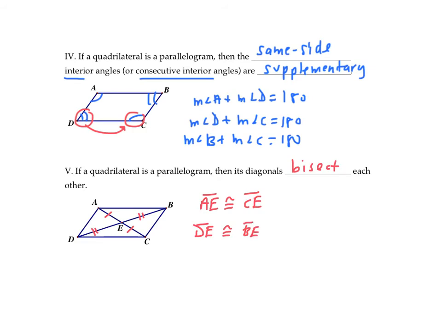Notice that I did not mark all four of those segments congruent. They just bisect each other. It doesn't mean that all four of those smaller segments are congruent, but they are in very particular types of parallelograms.